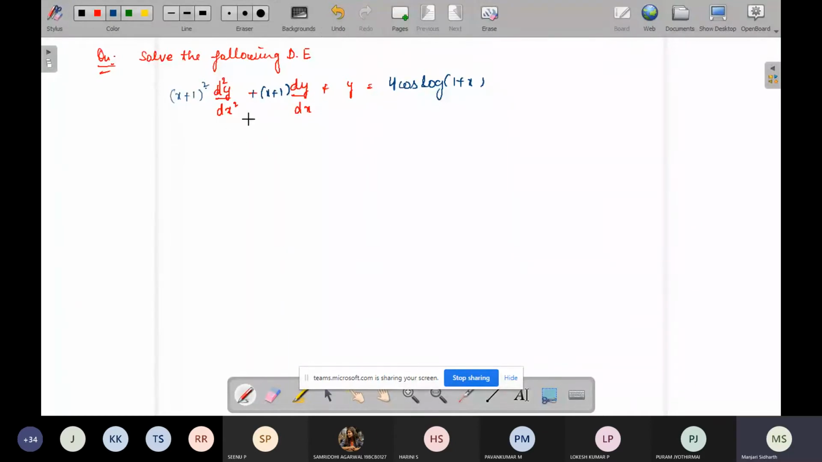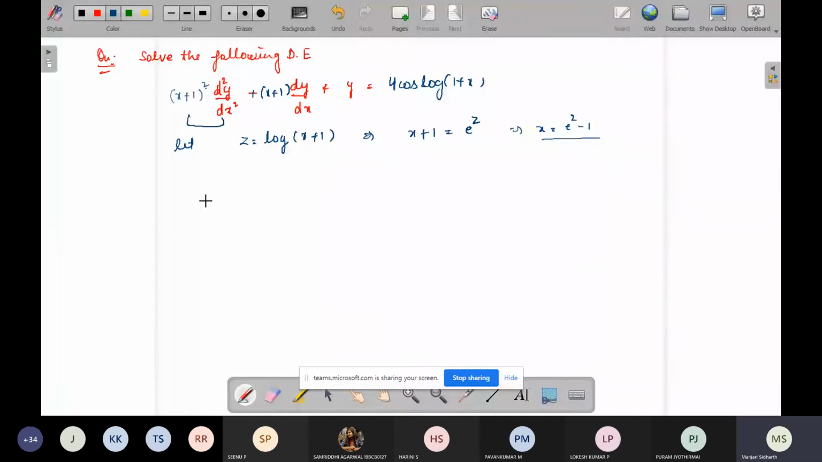So you can assume that z is equal to log of x plus 1. That means x plus 1 is nothing but e power z. Sometimes if the RHS is not given in terms of 1 plus x, from here you can find the value of x in terms of this, then substitute it here. But if it is given in terms of x plus 1, directly use e power z.